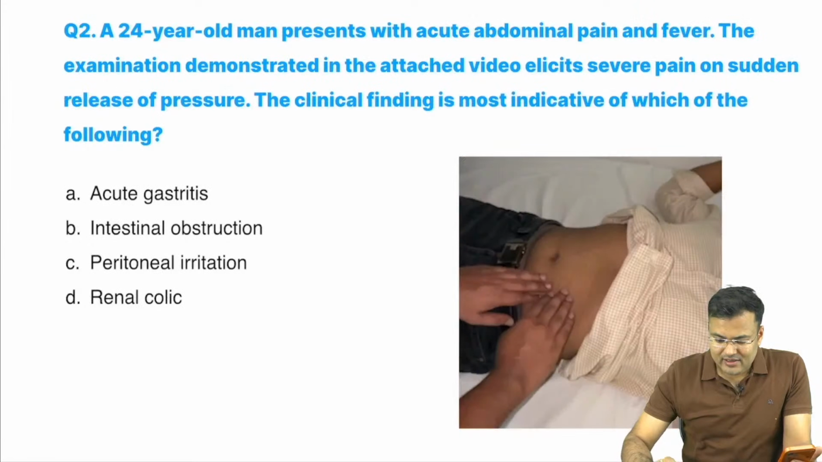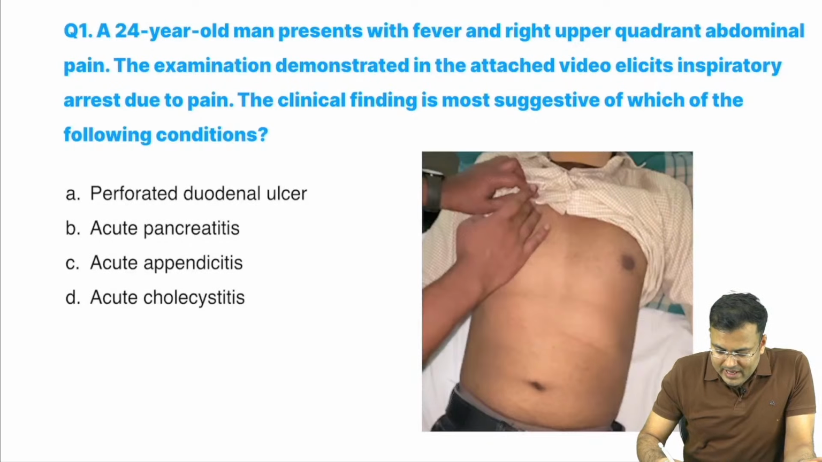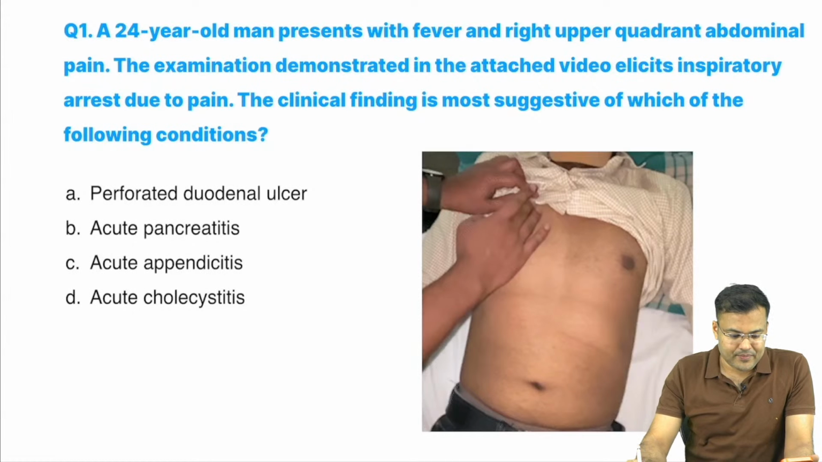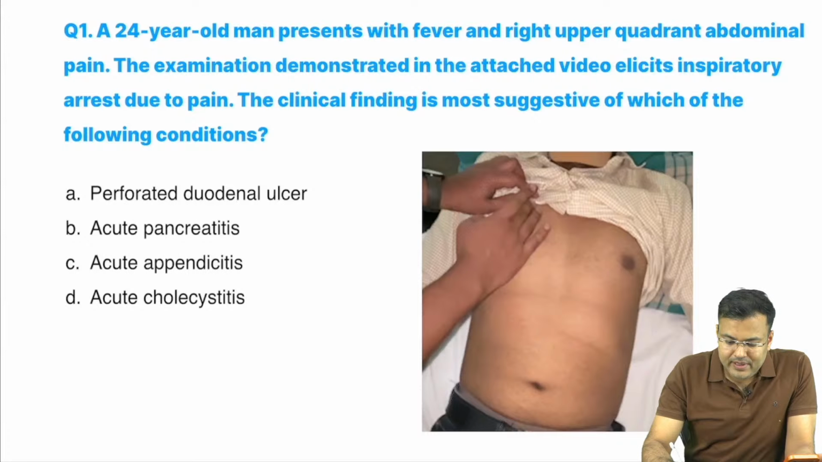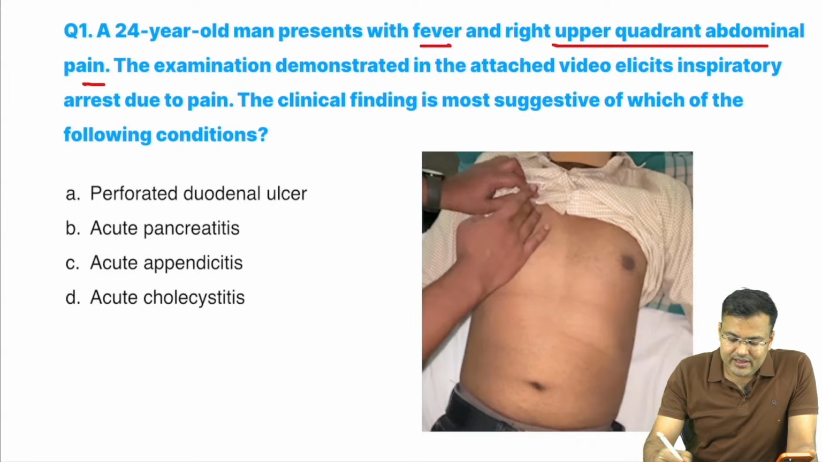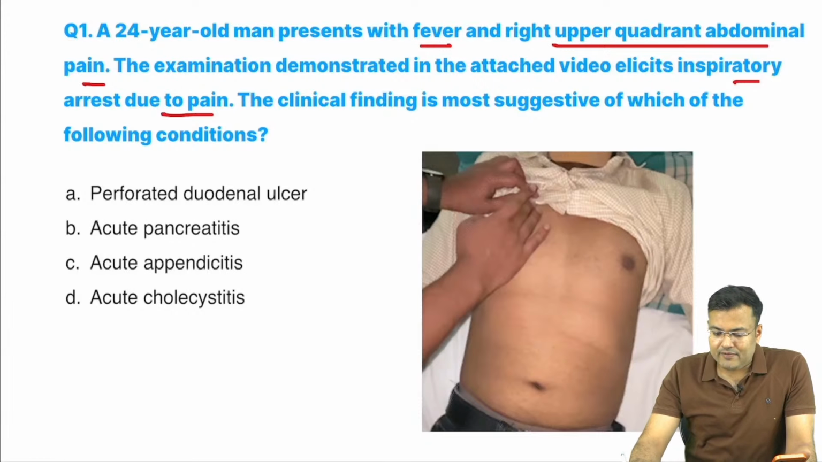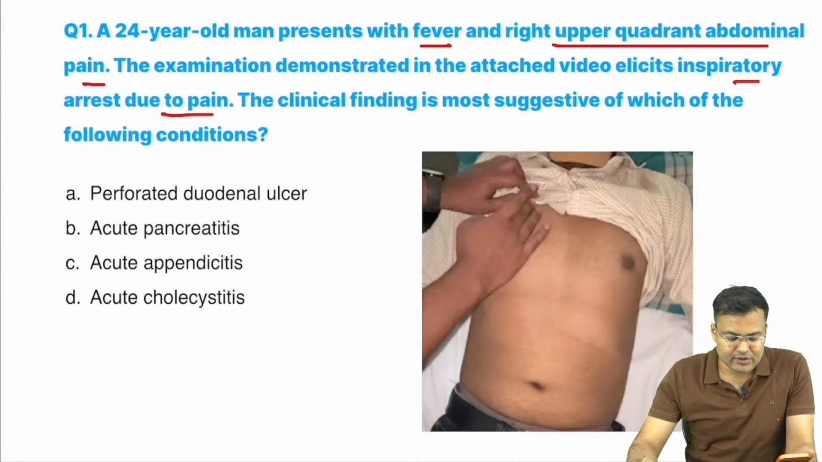Okay guys, so let's start. You can see the first question. A 12 years old man presents with fever and right upper abdominal pain. The examination demonstrated in the attached video elicits inspiratory arrest due to pain. The clinical finding is most suggestive of which of the following conditions?